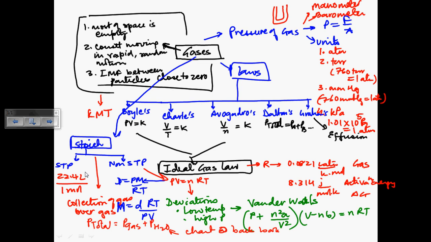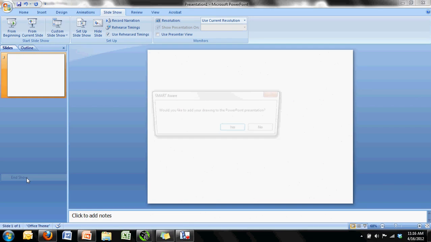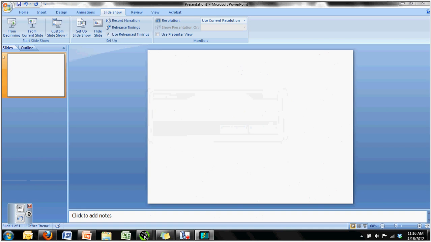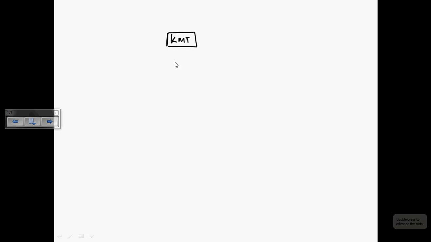Now the very last part of gases, and I'm going to scroll down and lose my writing, is dealing with KMT again. And so I am somewhere here when I'm talking about KMT, so I'm going to scroll down. With KMT, we talk about kinetic energy of gases. And remember, how did we calculate kinetic energy of gases?